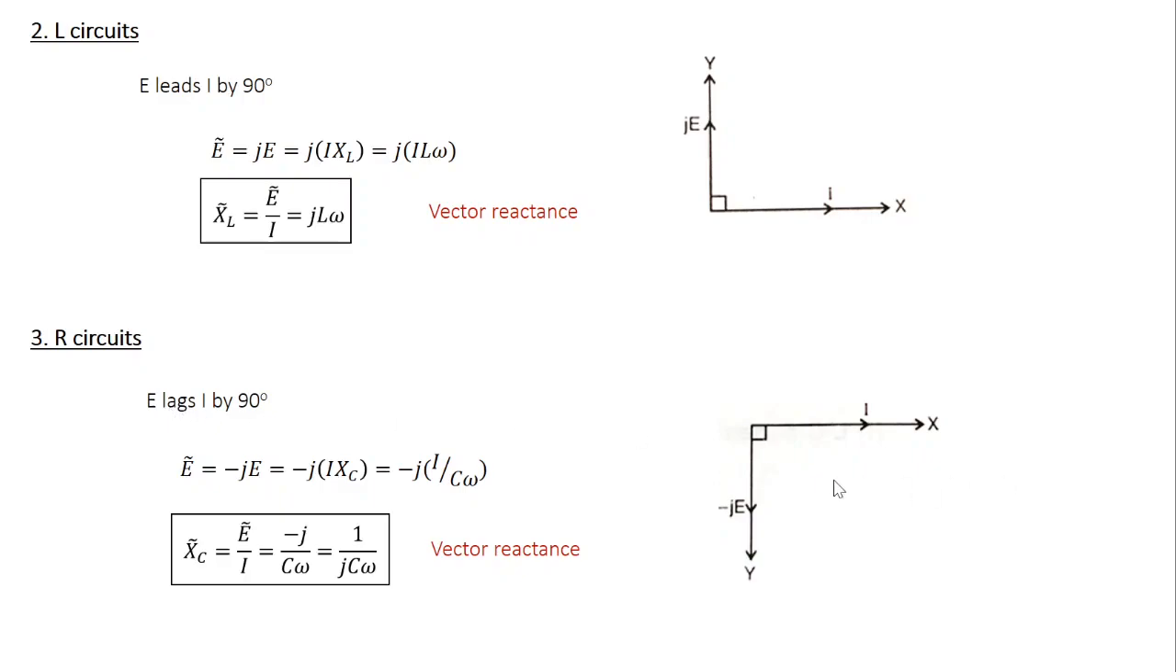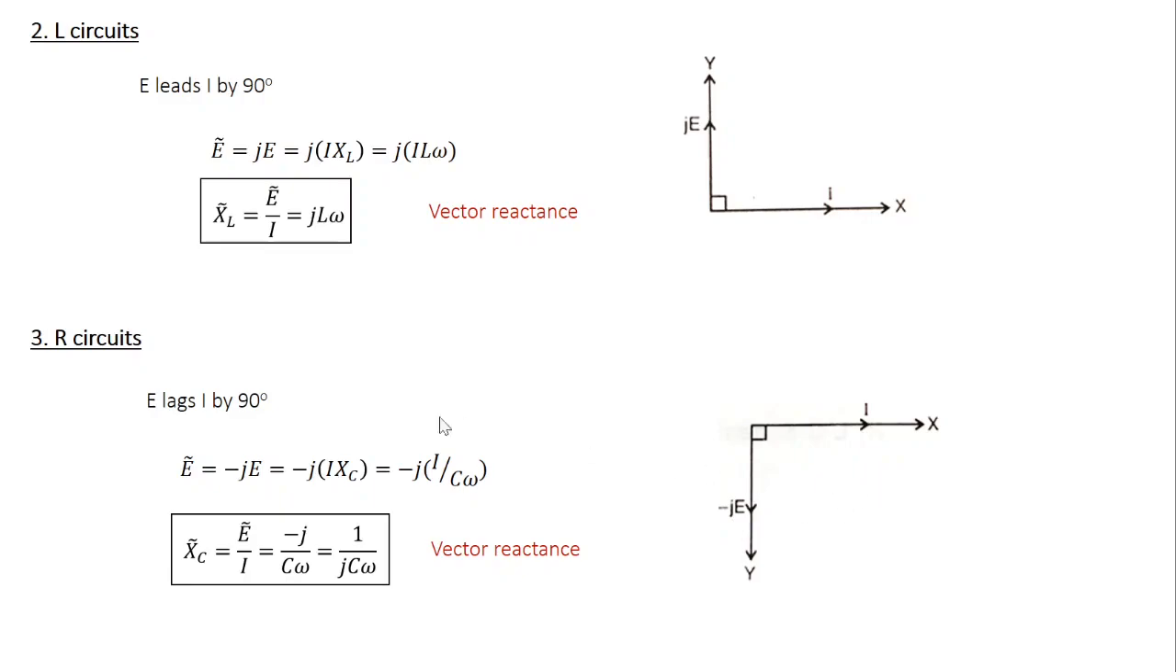So we know that an angle of lag is nothing but an angle in the clockwise direction, and this is represented by multiplication with minus J or division with plus J. So let's take multiplication with minus J. So current I along the x direction and the voltage E is along the minus y direction because it's multiplied with minus J. So this represents that the voltage lags current by 90 degrees.